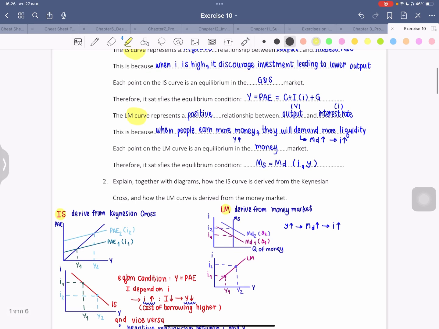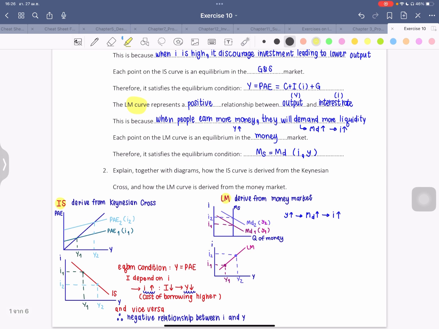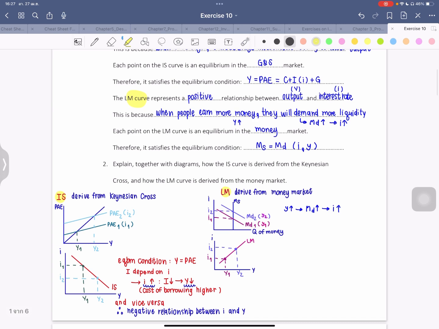And the LM curve represents a positive relationship between output, which is Y, and the interest rate, which is i. This is because when people earn more money, Y increases, they will demand more liquidity, which leads to the interest rate increasing. Each point on the LM curve is an equilibrium in the money market. Therefore, it satisfies the equilibrium condition, which is money supply equal to money demand.